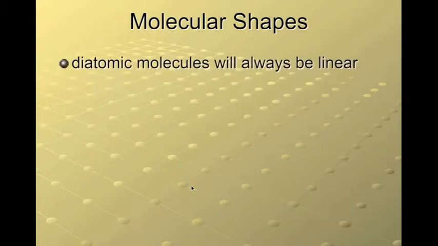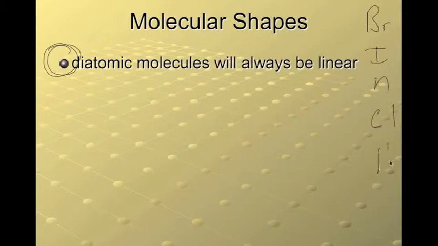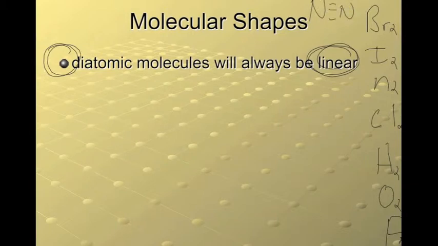Now, we have many different molecular shapes. Diatomic molecules, remember our diatomics are Brinclhof, B-r-I-n-C-l-H-O-F. Remember, with diatomics we always put 2's with them. Those guys will always be linear. Linear means that it's in a straight line. So if we looked at nitrogen triple bonded to nitrogen, that is always going to be in a straight line. So it's going to look basically like a stick.